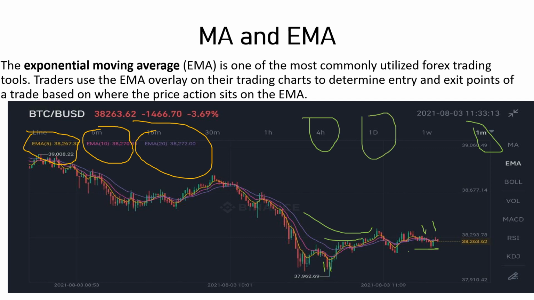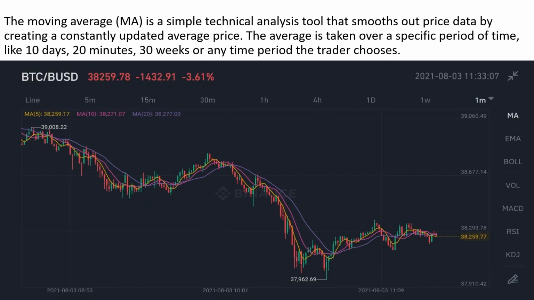All right, so let's head on to what's MA. The MA, or the moving average, is a simple technical analysis tool that smooths out price data by creating a constantly updated average price. The average price is taken over a period of time, say 7 days, 15 minutes, 4 weeks, like a month, or any period of time the trader chooses. There are advantages to using a moving average in your trading as well as options on what type of moving average to use.